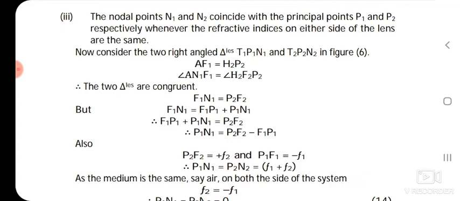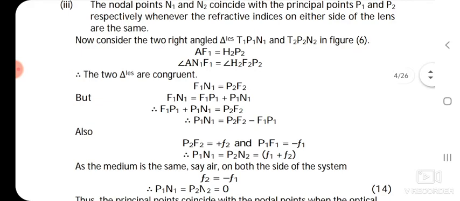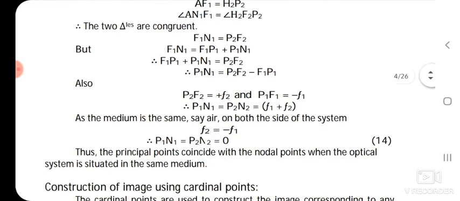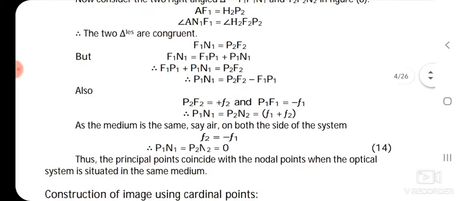As the medium is the same on both sides of the system, f2 is equal to minus f1. Therefore, P1N1 is equal to P2N2 is equal to 0. It shows that the principal points coincide with the nodal points when the optical system is situated in the same medium.